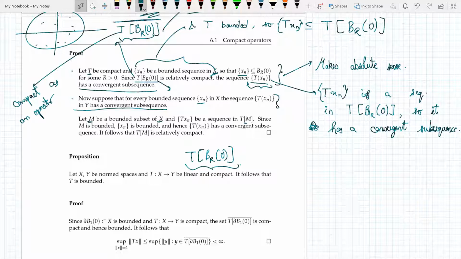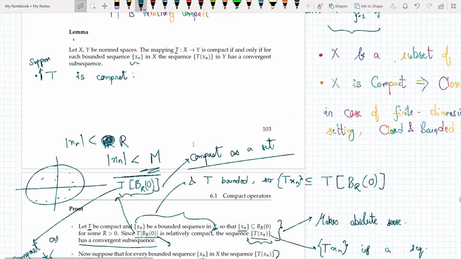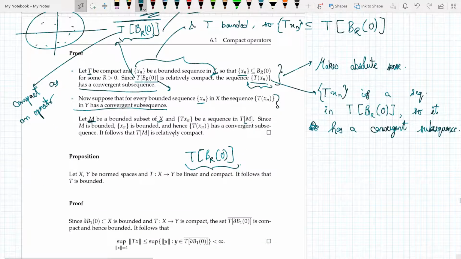So let M be a bounded subset of X. Let me see which space I am operating in. Okay, X is the normed space, so it's okay. So M is a bounded subset of X, and Txn is a sequence in T(M). We have these two things given, this separate and this separate. So Txn is a sequence in T(M) and M is a bounded subset of X.